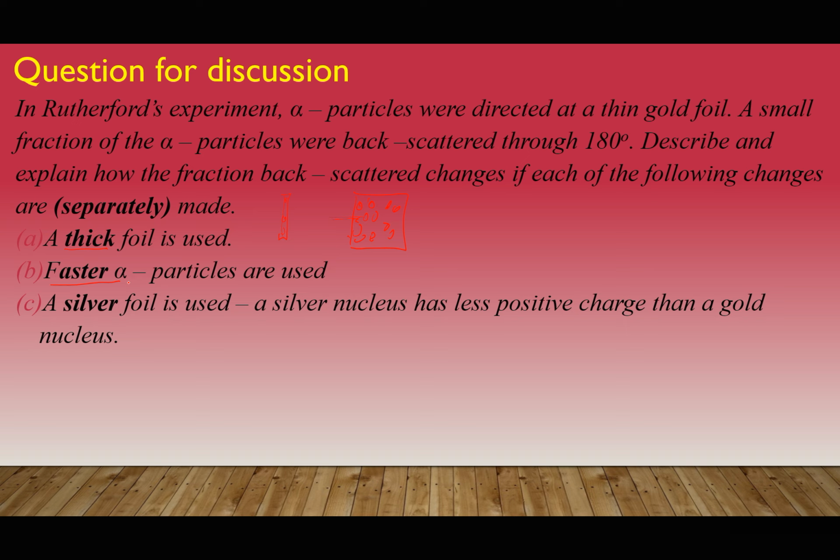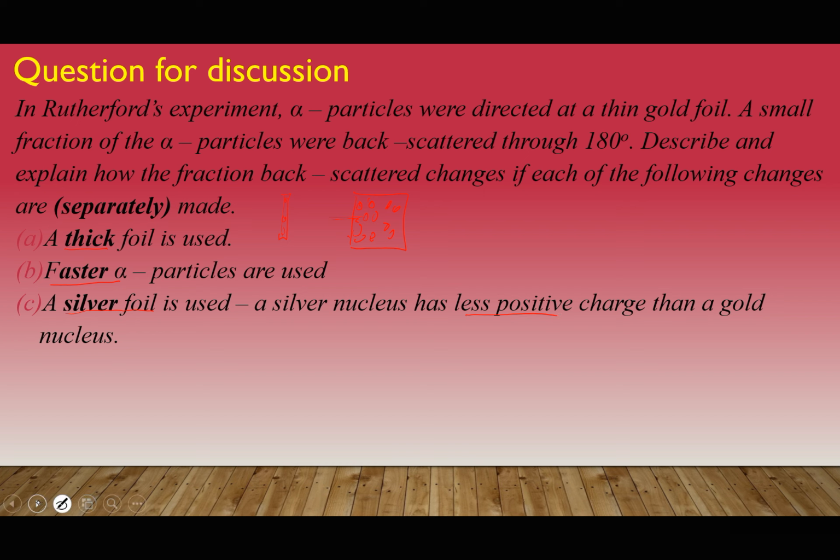The inertia would tend to carry most of them forward, overcoming the repulsive force. Then if we use a silver foil, they have told us that silver has less positive charge than a gold nucleus. So if silver has less positive charge, it means there's a smaller repulsive force. So we expect more alpha particles to overcome the repulsion and just pass straight through. So those which are backscattered are going to be fewer.